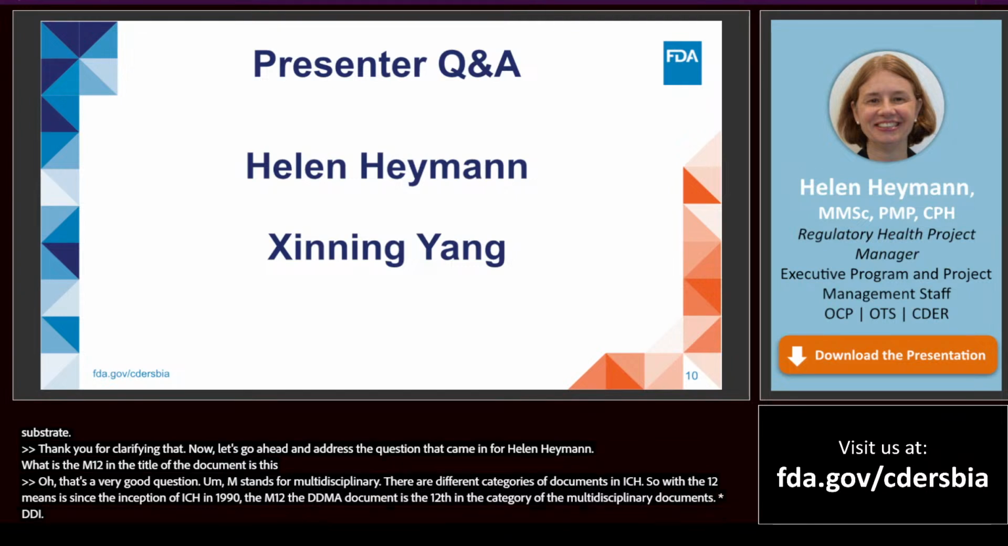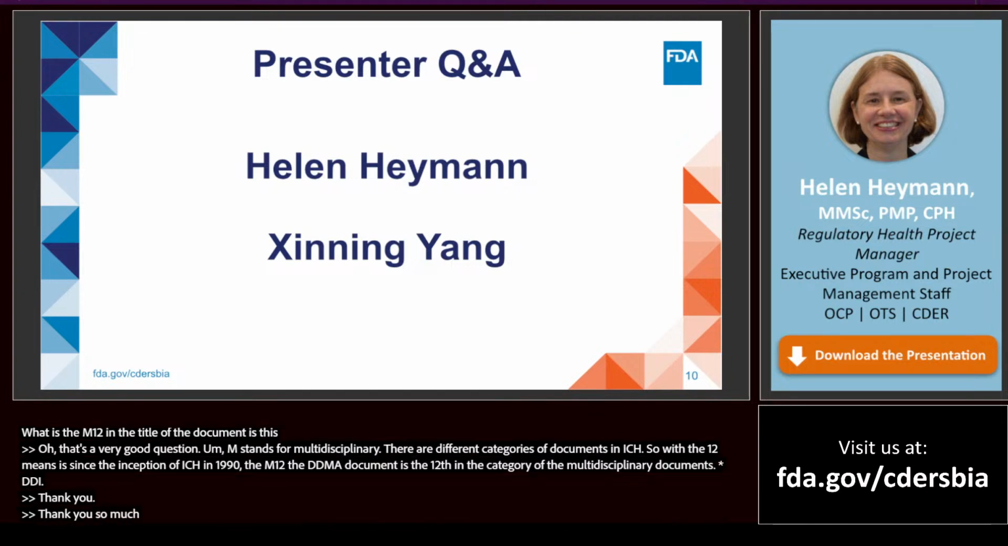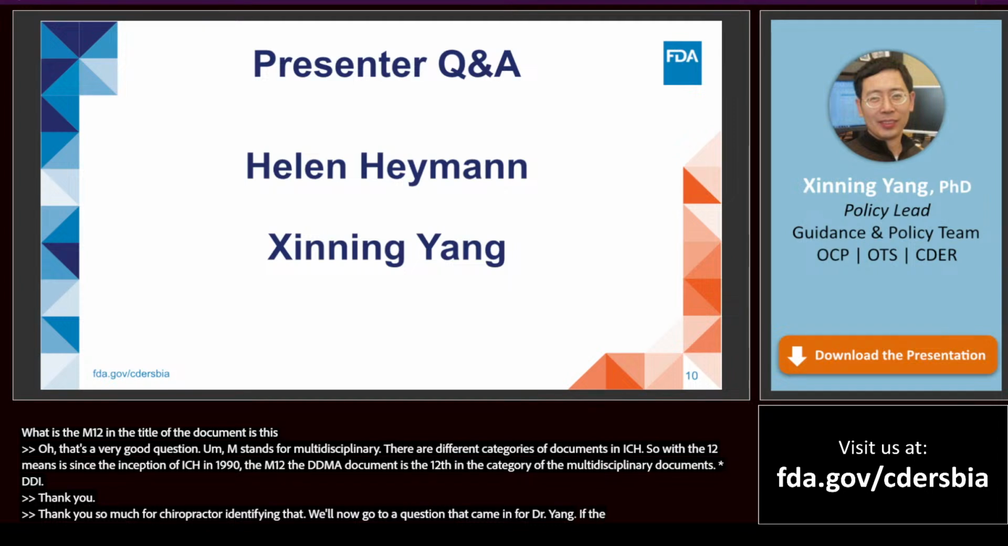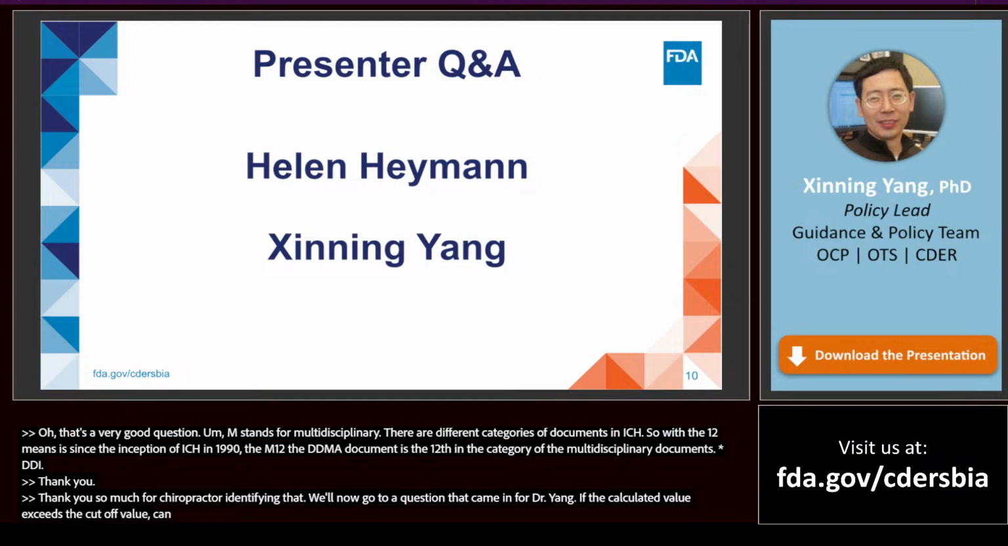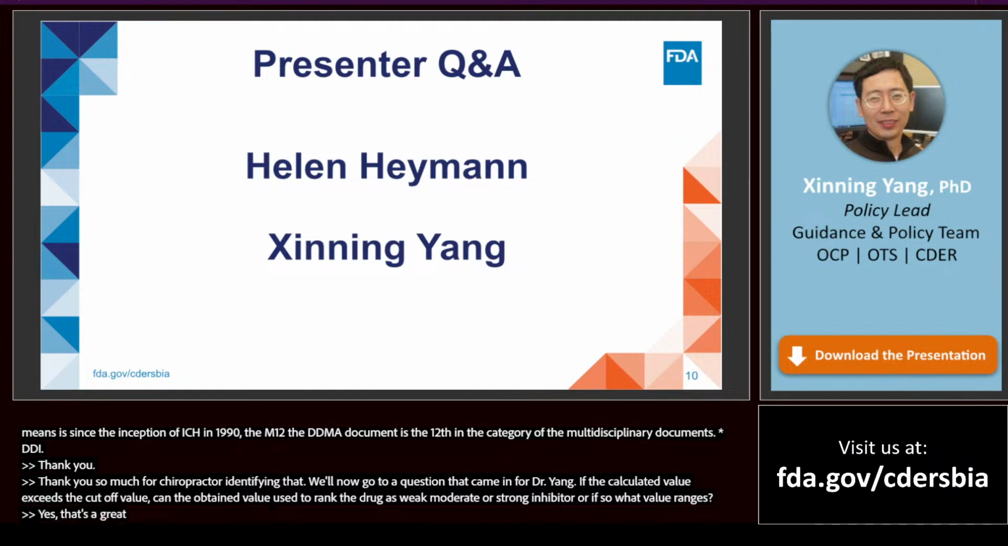All right, thank you so much for clarifying that. We'll now go to a question that came in for Dr. Yang. If the calculated value exceeds the cutoff value, can the obtained value be used to rank the drug as a weak, moderate, or strong inhibitor? And if so, which value ranges? Yeah, that's a great question. Very interesting question.